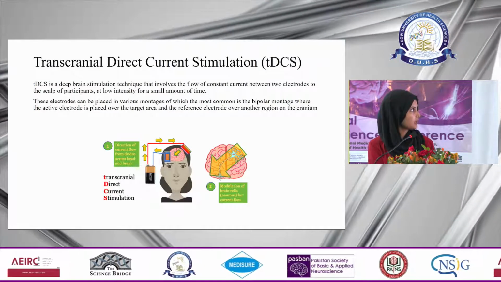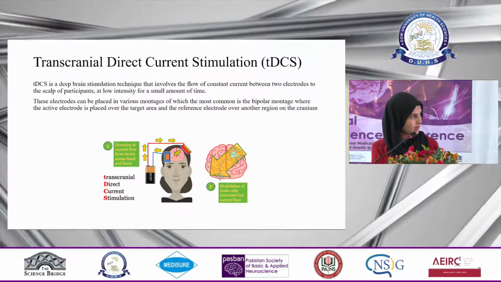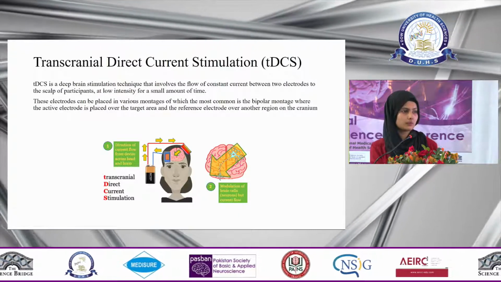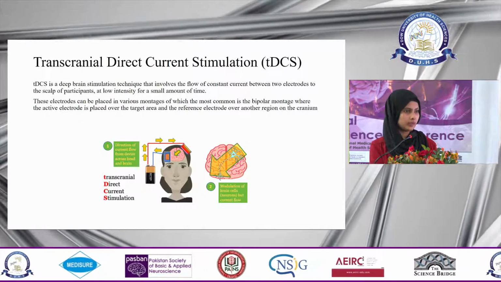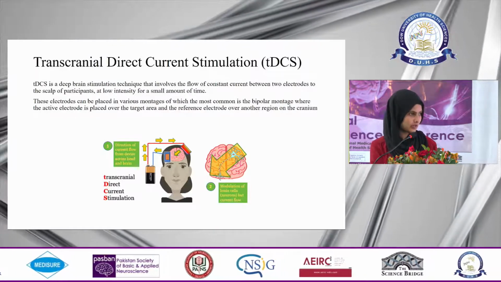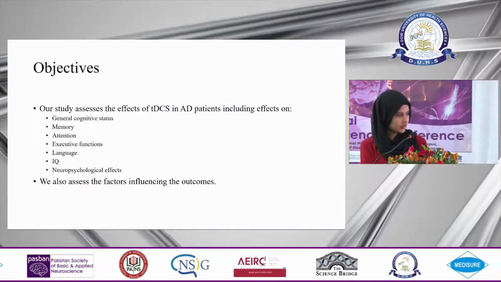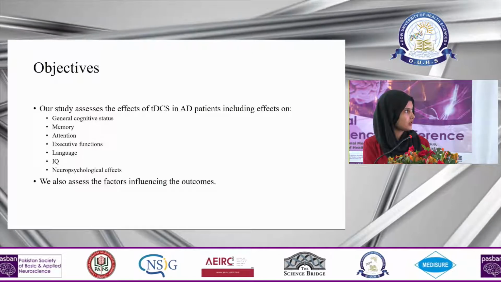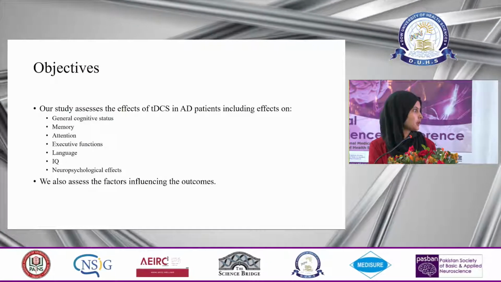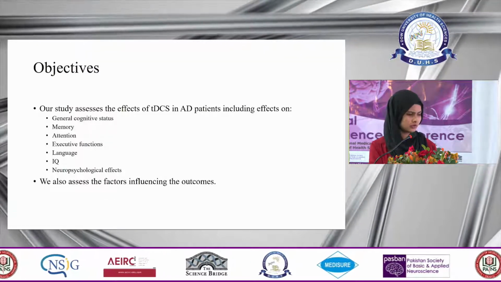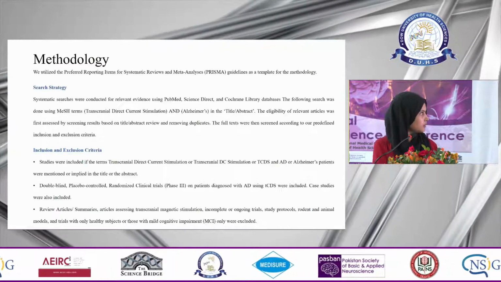Transcranial direct current stimulation is a deep brain stimulation technique. It's pretty similar to magnetic stimulation, except that we have anodal and cathodal stimulation. Depending on the type of stimulation that we want, we place the anode or the cathode above the scalp, wherever we want to stimulate, and we make sure that we have a current running over it. The objective of our study is to assess the effects of transcranial direct current stimulation in Alzheimer's patients, including effects on cognitive status, memory, attention, language, IQ, depression, and neuropsychological status. We also assessed the factors that influence the outcomes.